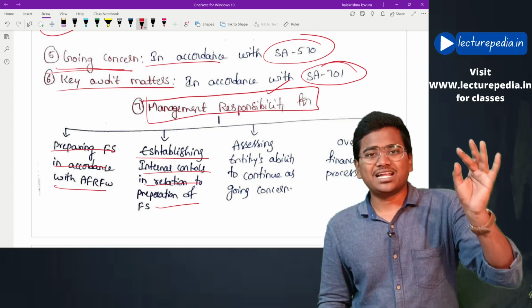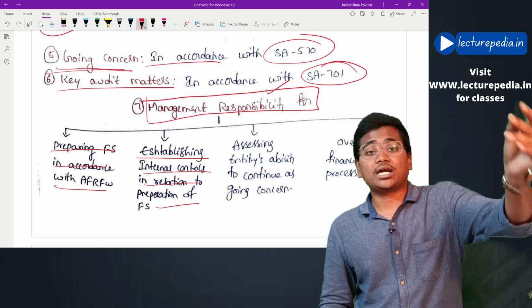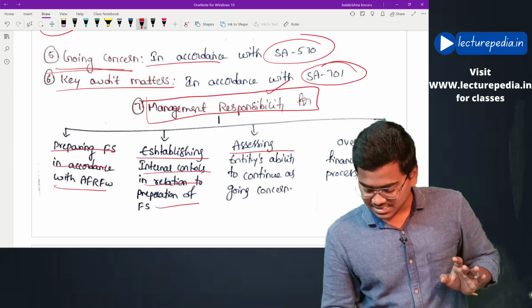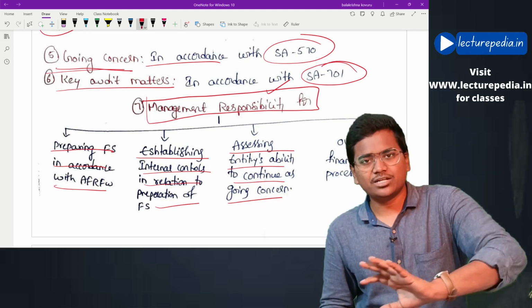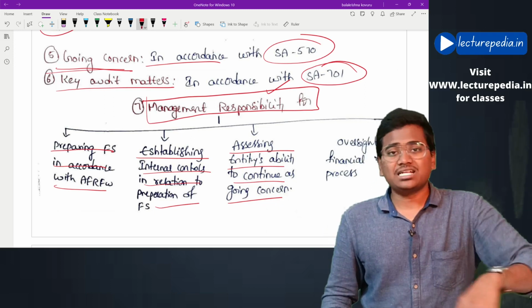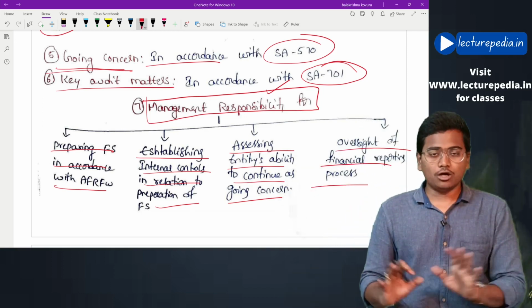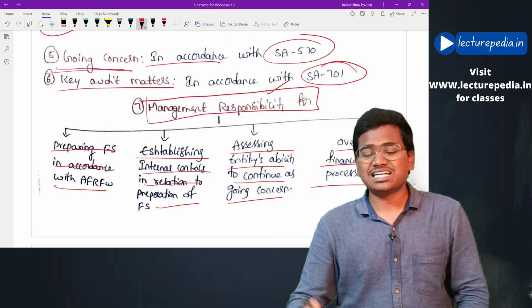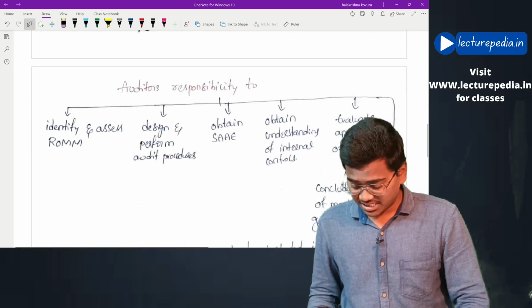After that, management is responsible for assessing the entity's ability to continue as a going concern. Okay, assessing the entity's ability to continue as a going concern. After that, it has to maintain oversight over the financial reporting process. Okay, oversight of the financial reporting process. All these are the management's responsibilities, which have to be specifically mentioned in the audit report. Next comes the auditor's responsibility.